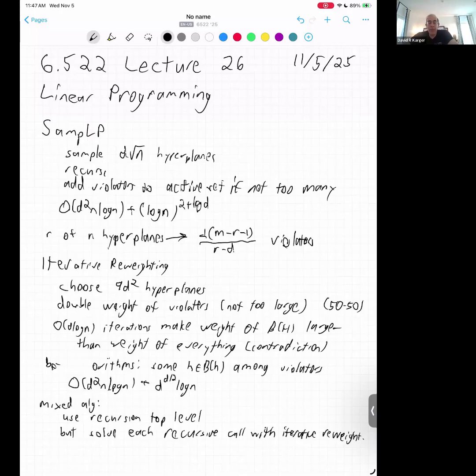So what do we gain by switching to the iterative sampling algorithm, to the iterated reweighting algorithm, once we go below the top level of the recursion tree?